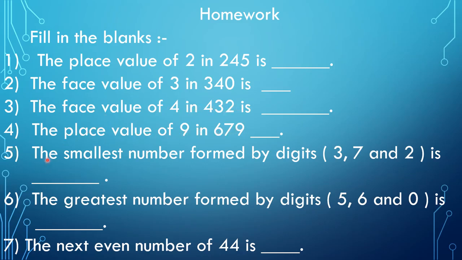And question number 5, the smallest number formed by digits 3, 7 and 2. Here you have to make the smallest number using these digits. And here you have to find out the greatest number by using these digits. Okay. And in question number 7, the next even number of 44 is dash. Make a table of 44 and find out which is the next even number of 44.